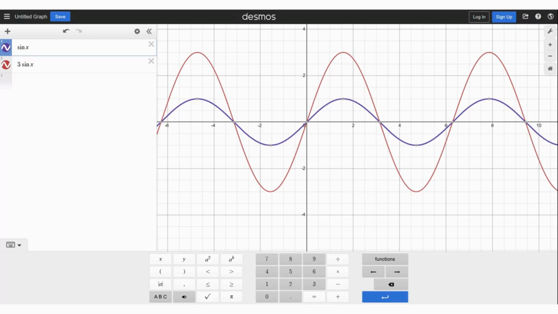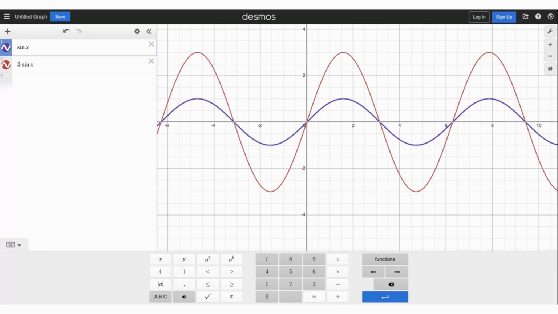Was there a reflection across the x-axis? And how do you know when it is a reflection or when it's not? Does anyone know? Is it because they have the same exact points? No, reflection really is indicated by that negative sign in the very front.